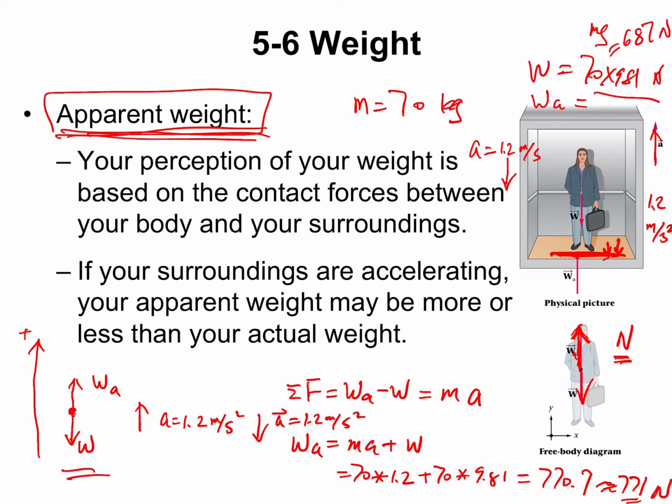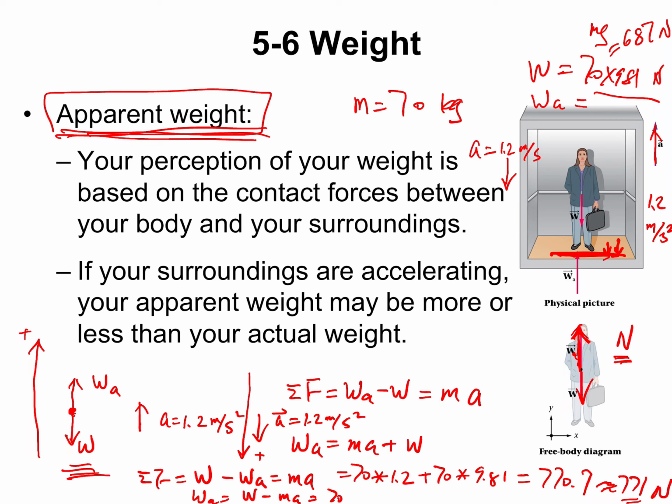Okay, and we build the coordinate system along the motion, right? So in this case, I build this the positive direction. I just want my coordinate system along the direction of the motion, okay? So net force in this case equal to weight minus applied force. So this is the free body diagram, right? So this equal to MA, right? So apparent weight equal to W minus MA, right?